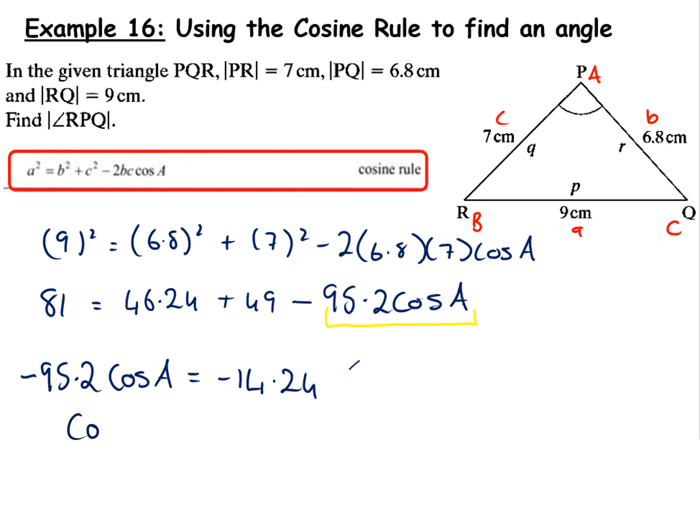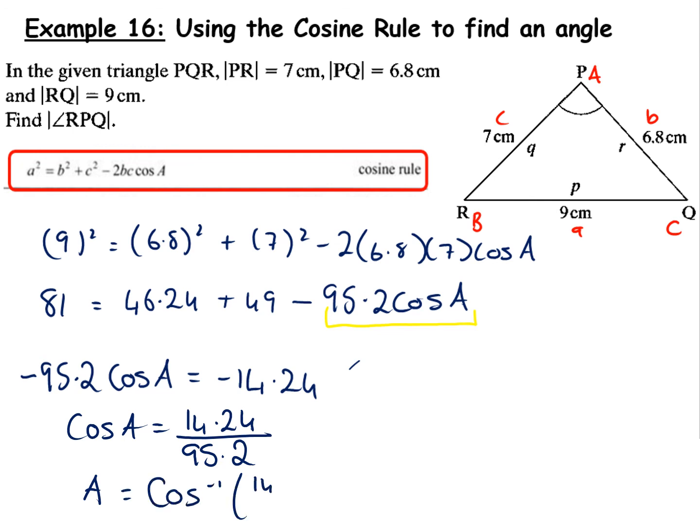So this leaves us with cos of A is equal to 14.24 divided by 95.2, and the negatives divided to give us a positive, or cancelled out, whichever way you want to think of it. And then we do cos inverse, 14.24 divided by 95.2. And when we do that, we get the angle equal to 81.4 degrees, and that is the size of angle PQR.